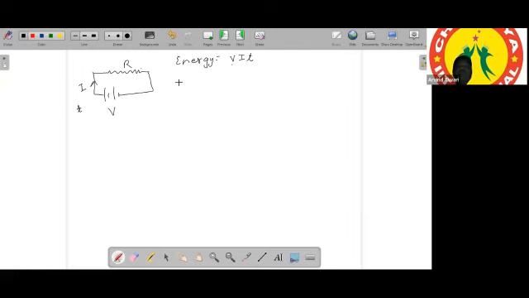If I replace V by the formula V equals IR, we will get another formula of energy, and hence the electrical energy which is consumed by this resistance will be given by IR multiplied by I times T, and hence we have I squared RT. So I squared RT will give us the electrical energy consumed.